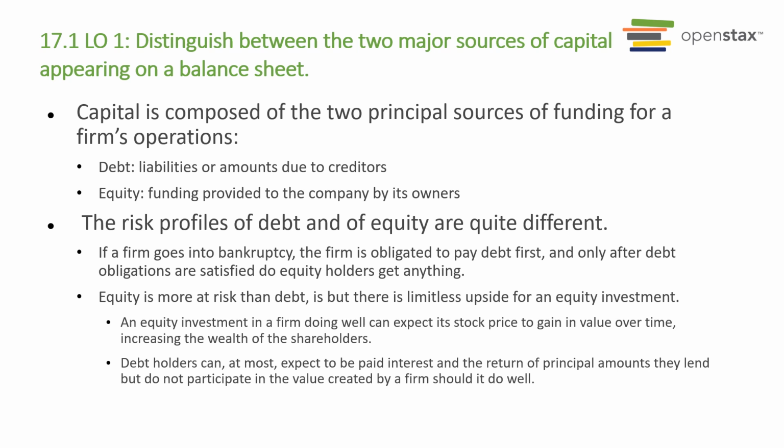Equity is more at risk than debt, as debt has priority in getting paid back, but there is limitless upside for an equity investment. Debt and equity holders expect to be compensated for their capital contributions to a firm. Their funding comes with the cost of the firm. A firm must offer competitive rates of return to both debt holders and equity holders in order to obtain the capital it needs, so a firm's investment should earn at least as much as the cost of obtaining its capital.